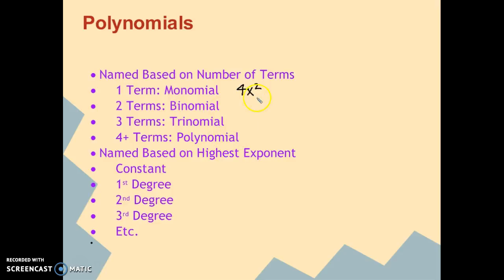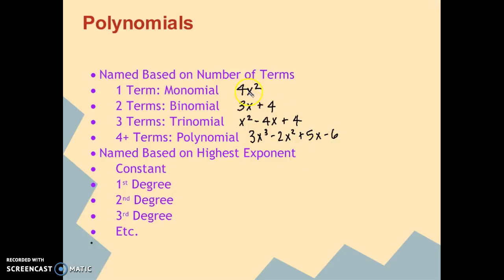Two terms is a binomial, so you might have 3x plus 4. That's a binomial. Three terms is a trinomial, so you might have x squared minus 4x plus 4. And then if there's 4 or more terms, we just stop and call it a polynomial. So you might have 3x cubed minus 2x squared plus 5x minus 6. And those are just examples.